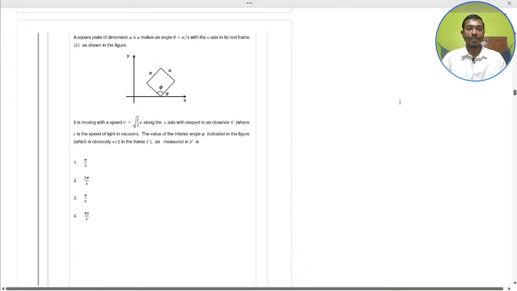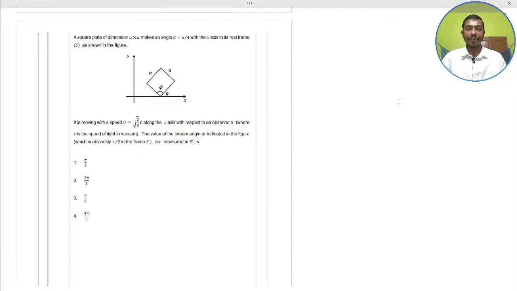A square plate of dimension a cross a makes an angle theta equal to pi by 4 with the x-axis in its rest frame. It is moving with a speed v equal to root 3 by 3 c along the x-axis with respect to the observer S dash. The value of the interior angle phi indicated in the figure, as measured in S dash, would be what? Try yourself first.